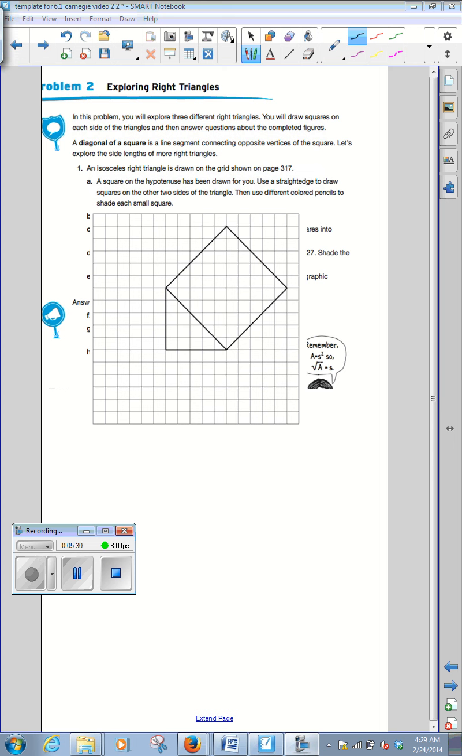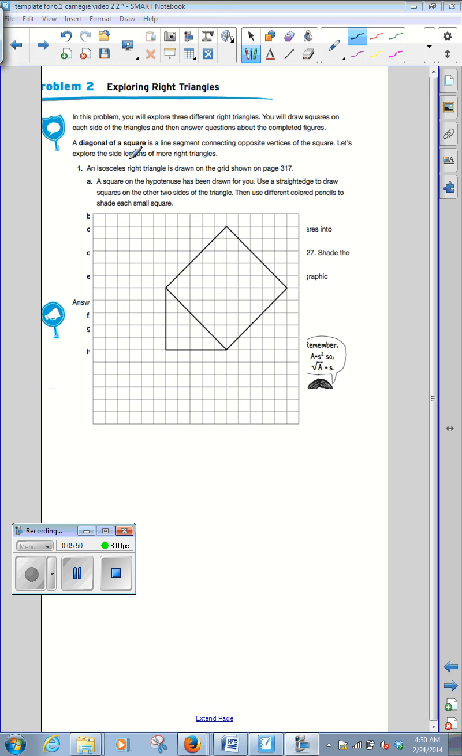Now, through a series of learning activities, we are going to explore some properties of right triangles. It says, in this problem, you explore 3 different right triangles. You will draw squares on each side of the triangles and then answer questions about the completed figures.